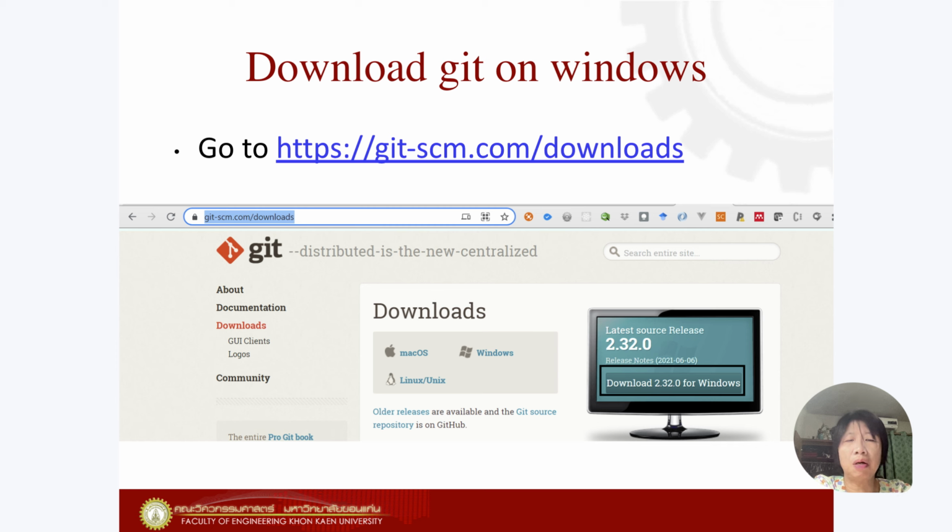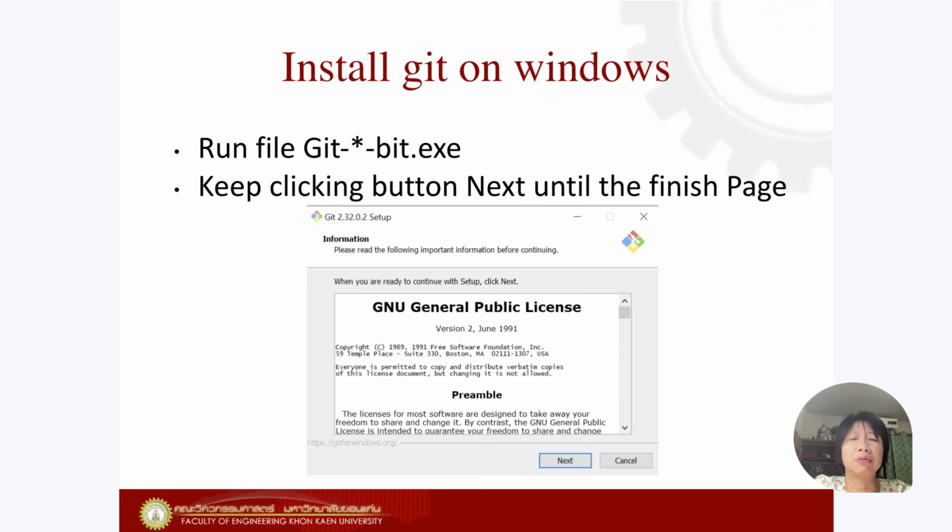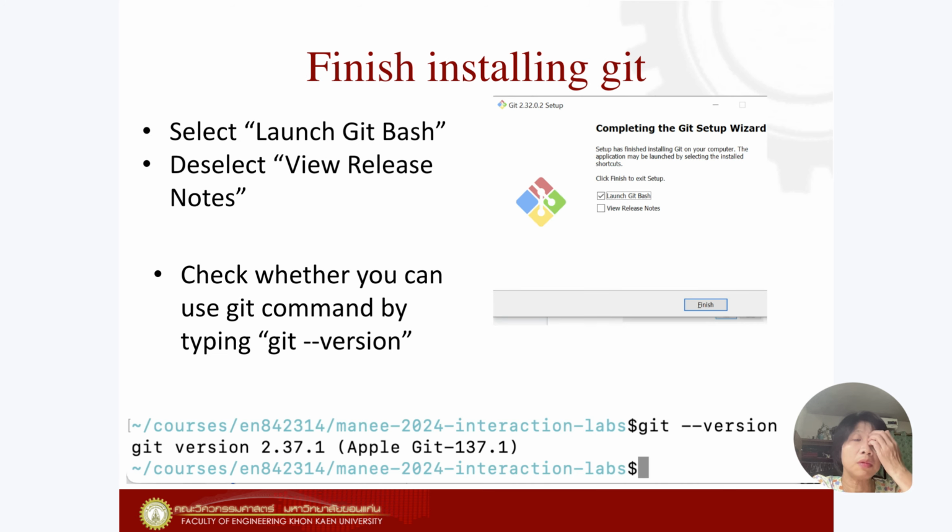And then if you work on Windows machine, you need to download Git software from git-scm.com/downloads. And then after you have the download file that has the extension as executable file, then you can run that executable file and keep click button next until the finish page. And after you finish install Git, then you can check whether you have Git installed and ready to use on your computer by typing the command git version.